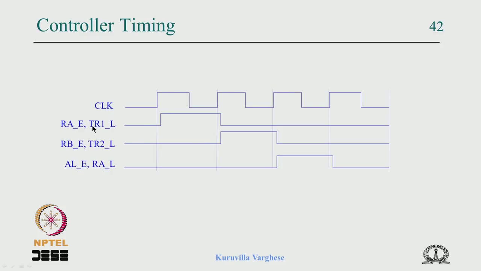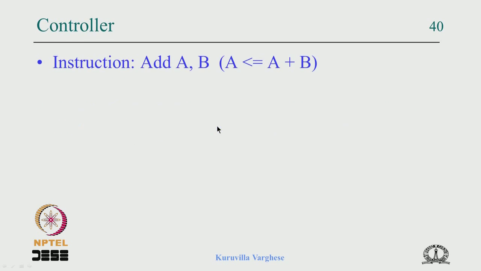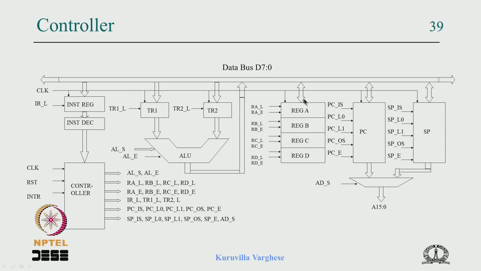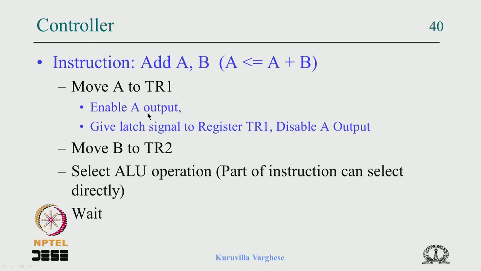So A enable and TR1L get similar pulses, which come with a delay with respect to the active clock edge like that. So at this point A is enabled and data is flowing on the data bus, so it has enough time before the active clock edge comes. If you go back to this, when you enable something it takes some time for the tri-state gate to get enabled and propagated and set up at the input of the register, and only then can the clock latch it. That is taken care of by this kind of timing.